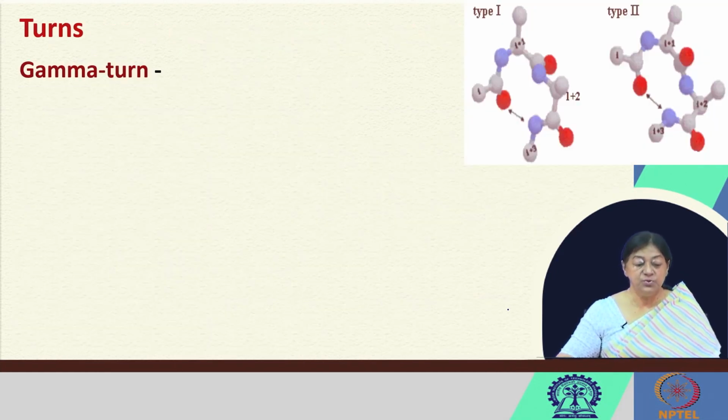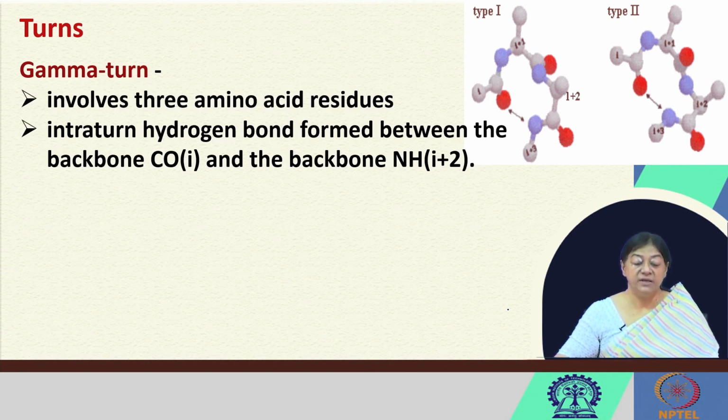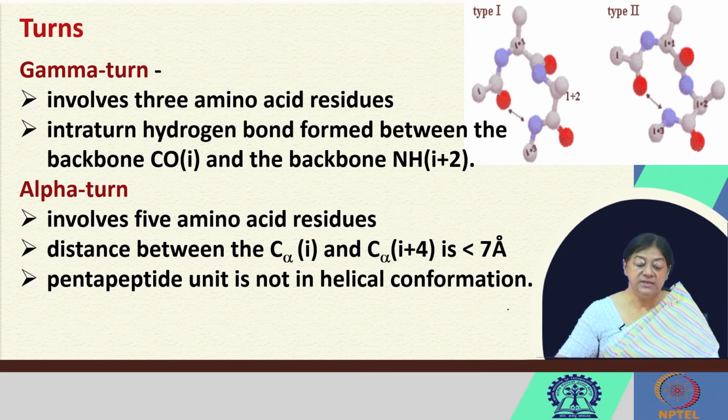Now, the other types that we do see here are regular turns, different types of turns. For example, there is the gamma turn that is characterized by an involvement of 3 amino acid residues, an intra-turn hydrogen bond, and this bond again is formed between the backbone CO of the ith residue and the backbone NH of the i+2. Similarly, an alpha turn involves 5 amino acid residues, and the characteristic of this specific alpha turn is that the distance between the C alpha i and the C alpha i+4 is less than 7 angstroms.